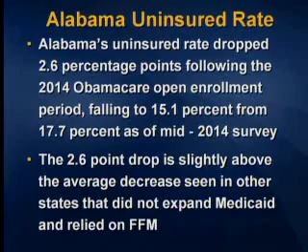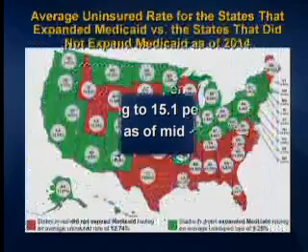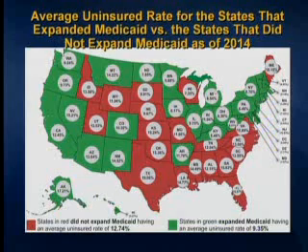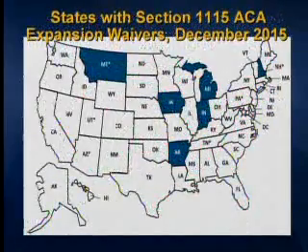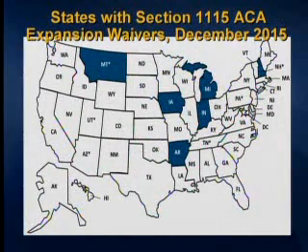So there has been some progress after 2014. Here's the uninsured rates for states that expanded Medicaid versus states that did not. You can see the states in red did not expand Medicaid, and they have an average uninsured rate of 12.74%. States in green expanded Medicaid, and they have an average uninsured rate of 9.35%, so it is lower. Here's the states with the 1115 waivers. Just a smattering of them around. Arkansas being the most notable red state, right? Got an 1115 waiver.